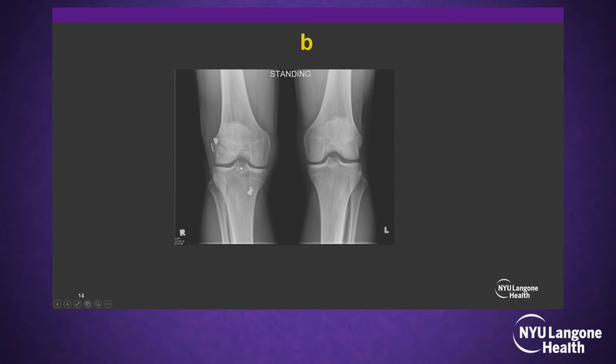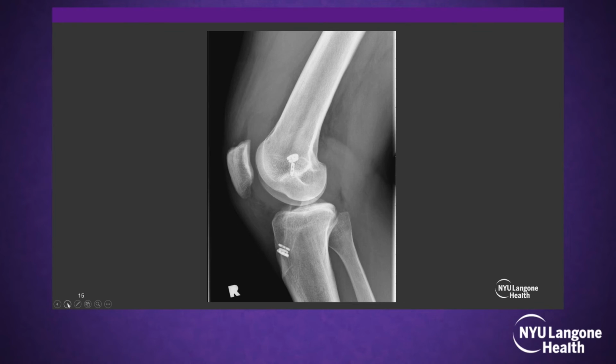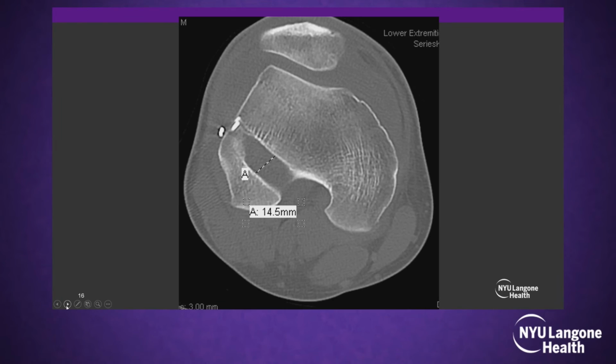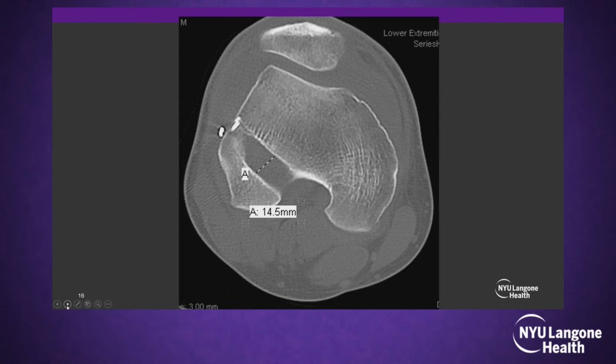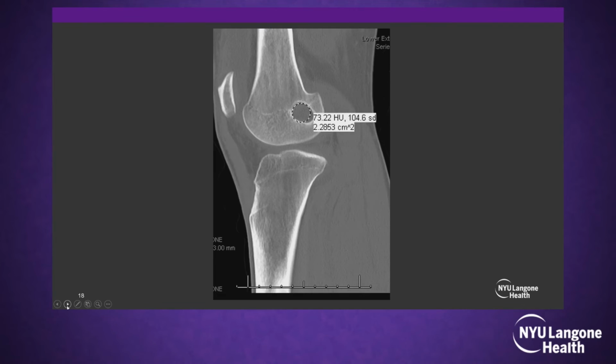So here are x-rays. You can see the tunnels, and you get a sense that maybe we're a little wide here. Maybe not so much on the tibia, but the femur looks wide. And this is certainly one I would get a CAT scan on. And so I measured the femoral tunnel at 14.5 millimeters, and we can get into whether you would graft it. And then as we get to the tibia, 15.8 millimeters. Again, worth a discussion on whether you would graft it or not.